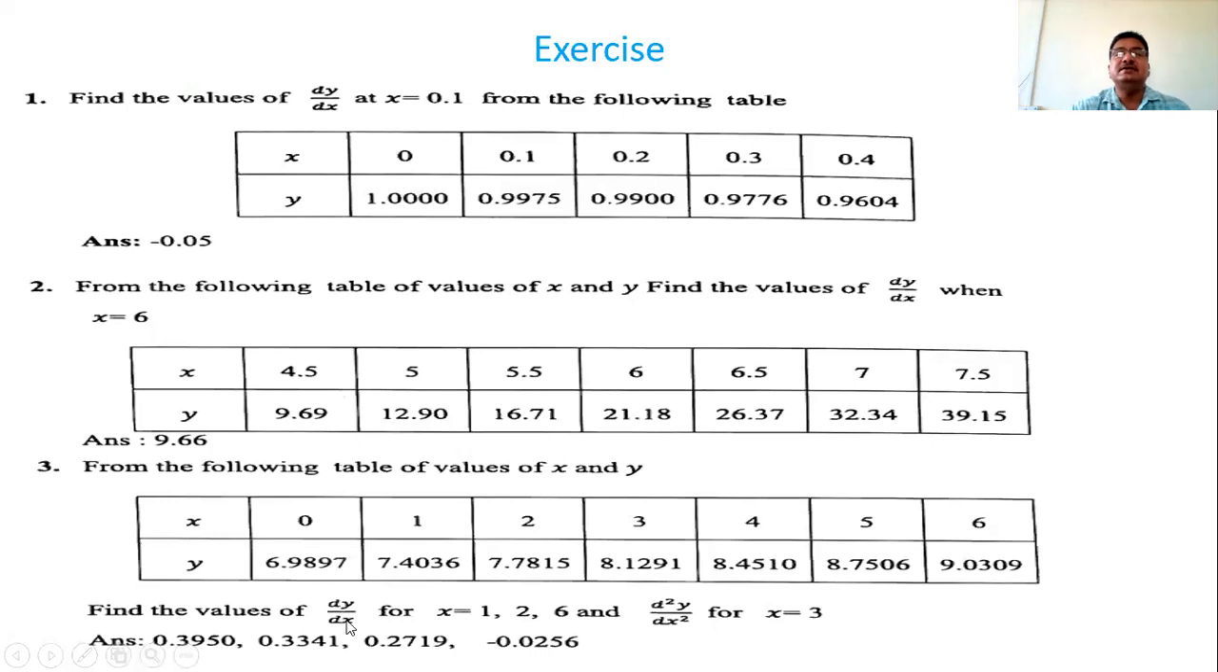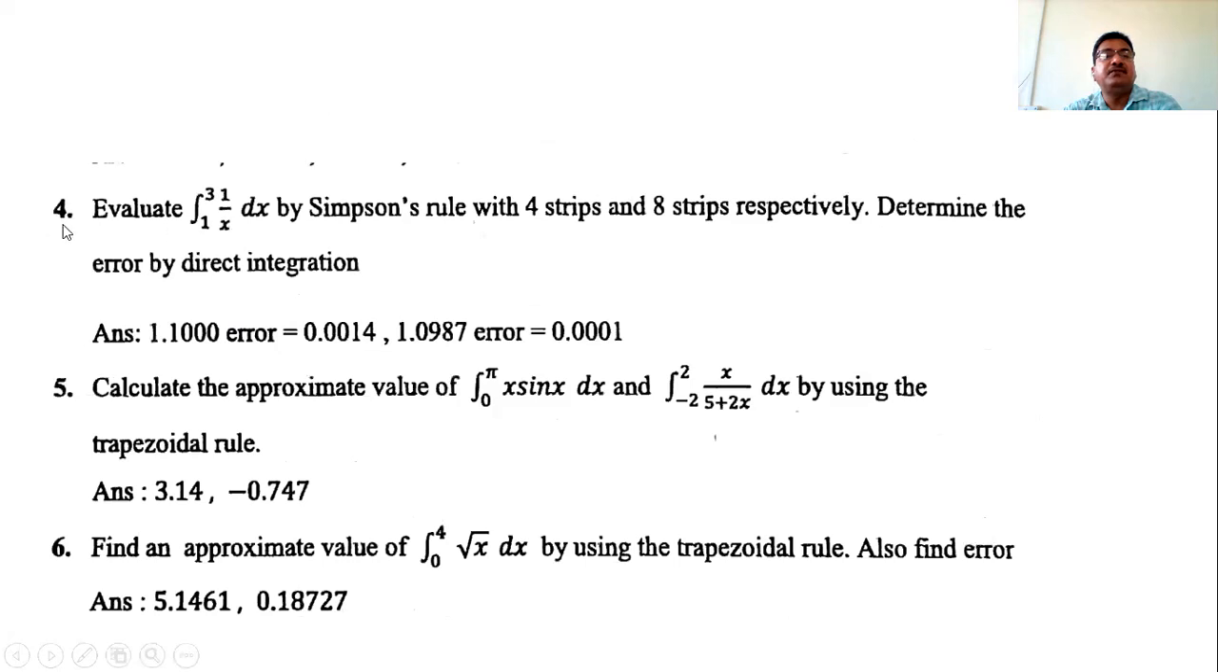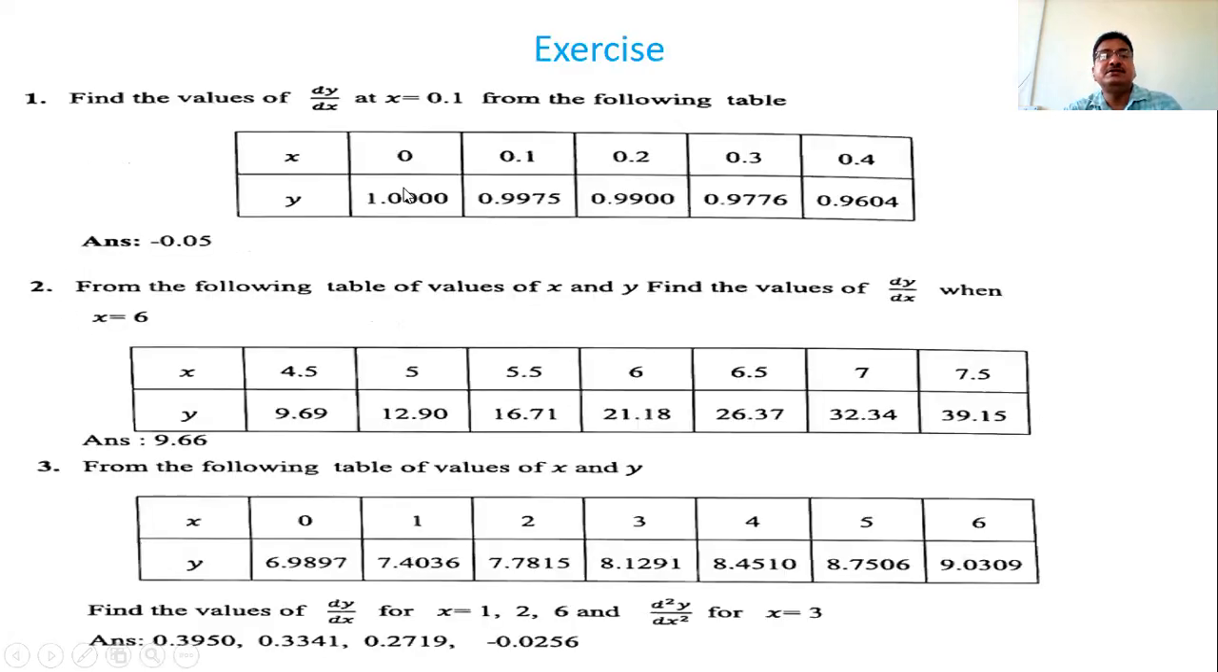So these are some exercises on these 3 formulas: the trapezoidal rule, Simpson's 1/3 rule, and Simpson's 3/8 rule. These are the examples on the derivative. In the next lecture, we are going to take the differentiation or derivative part. So first solve the examples from exercise 4, example number 4. These examples are on derivatives, numerical differentiation. After completion of that lecture, solve these 3 problems.